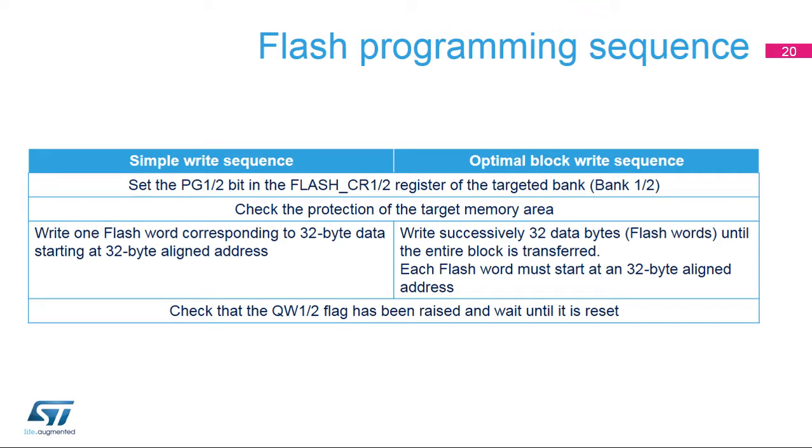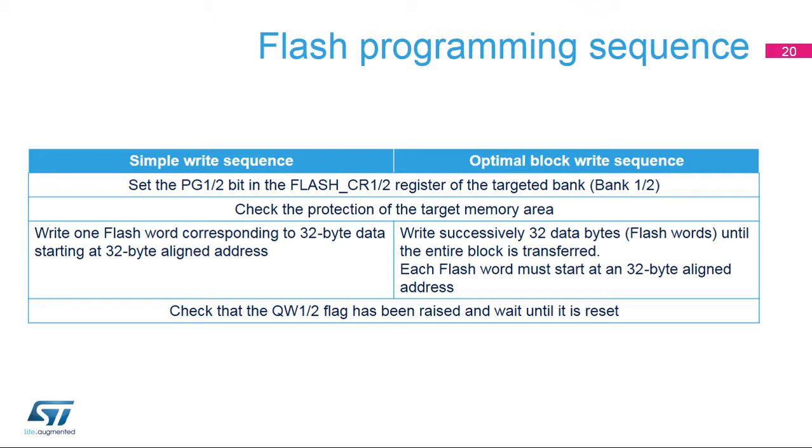Two write operation modes are possible. The simple write sequence, recommended, for which the steps are: 1. Set the PG1 or 2 bit in the FLASH_CR1 or 2 register of the targeted bank, bank 1 or 2. 2. Check the protection of the target memory area. 3. Write one flash word corresponding to 32-byte data starting at a 32-byte aligned address. 4. Check that the QW1 or 2 flag has been raised and wait until it is reset.